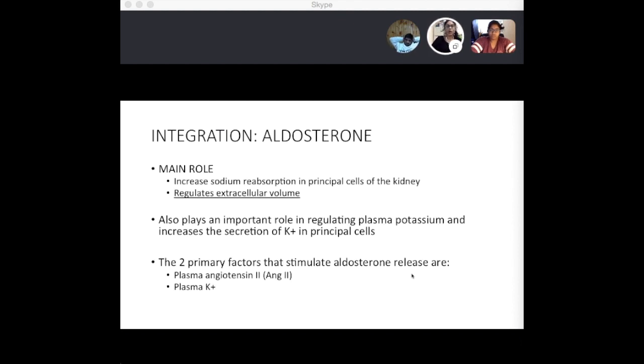So just a brief review. Aldosterone, its main role is to increase sodium reabsorption in the principal cells of the kidney. So it's going to regulate extracellular volume. It also plays an important role in regulating plasma potassium and increases the secretion of potassium in principal cells, as we know. The two primary factors that stimulate aldosterone release are angiotensin II and plasma potassium.